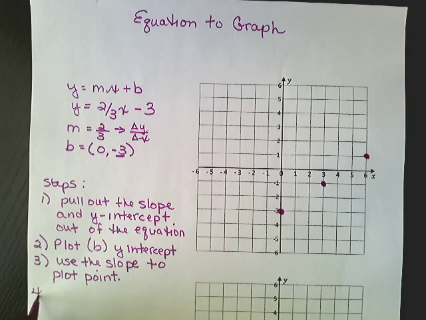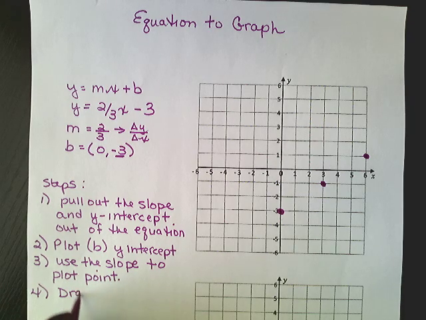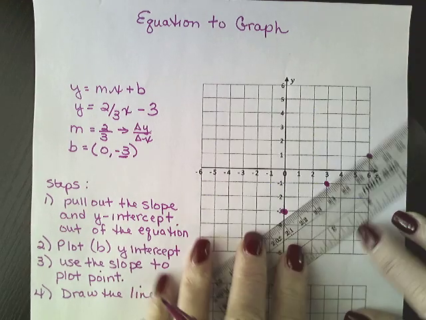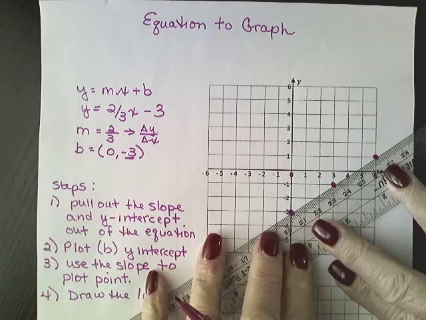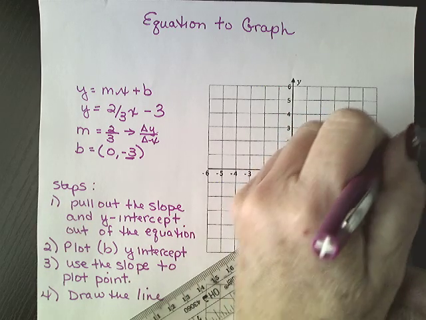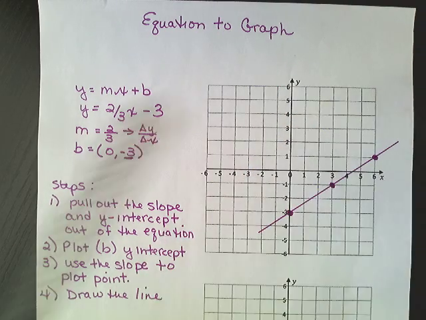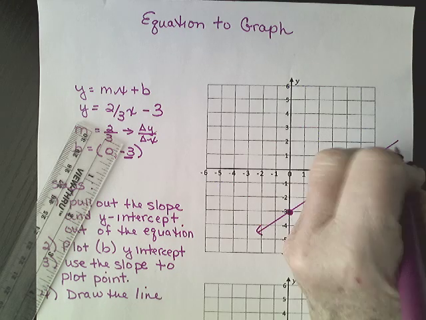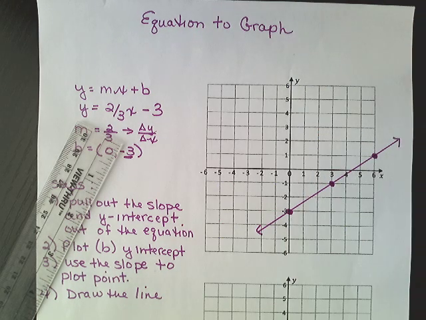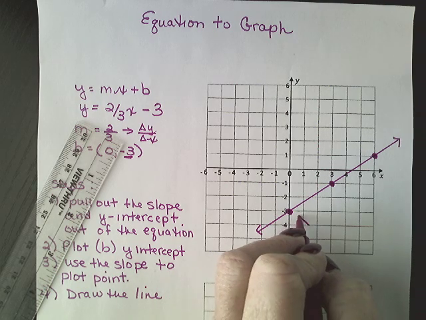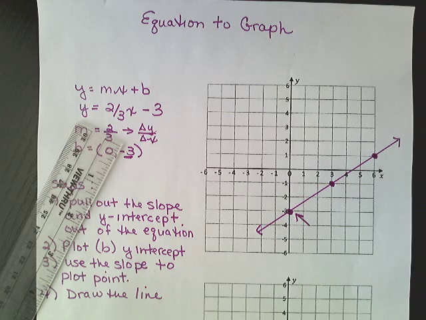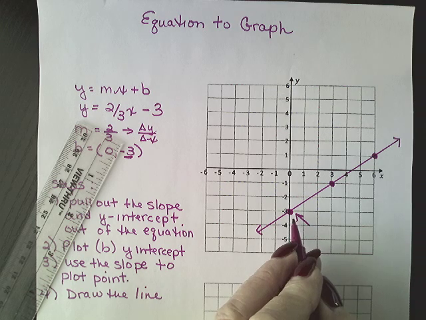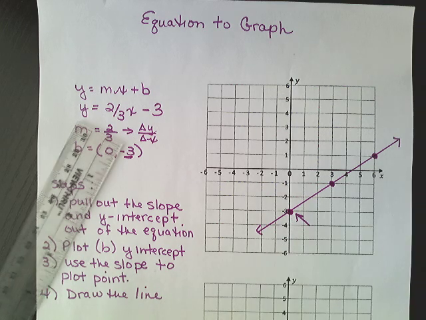You are going to draw the line. So I'm going to draw my line. I'm going to connect those points. If you're doing this on Kami, which you will be, you can get a straight line out of it. Make sure you always put your arrows on the end because that line goes on forever and ever. Here is our y-intercept. There's our b. We used that first as our point, and then we used our slope.